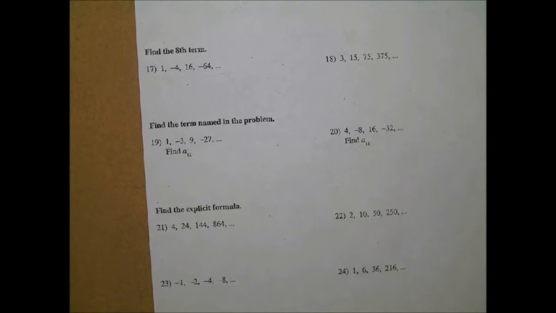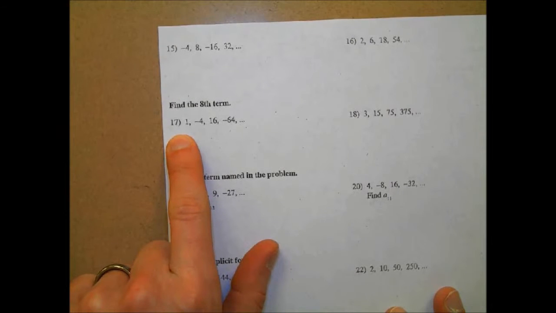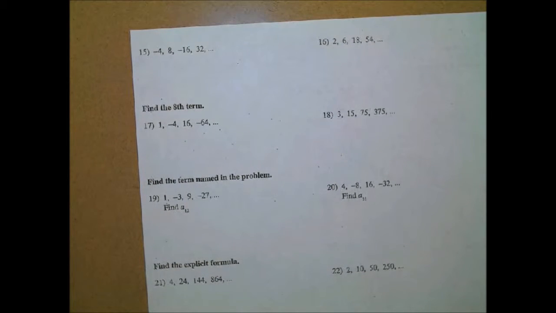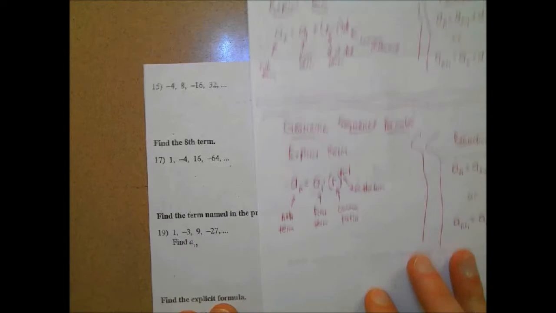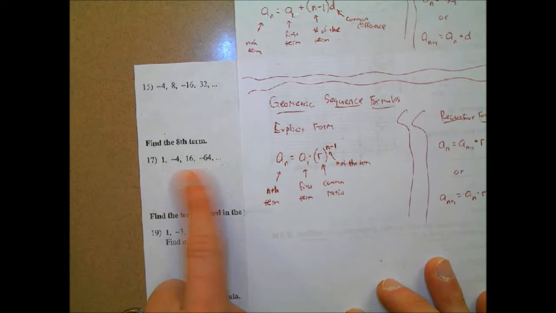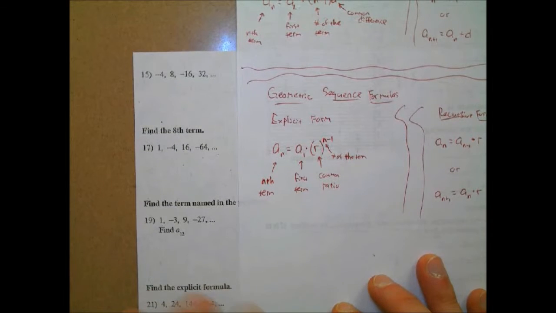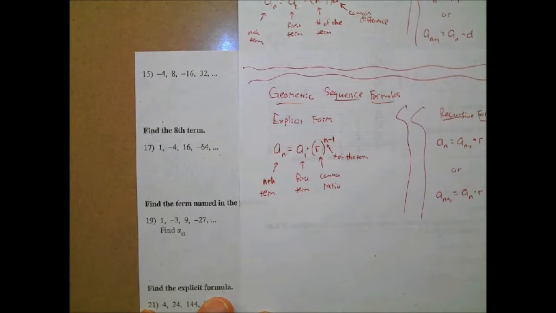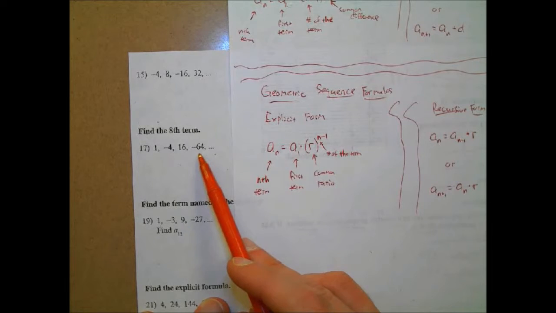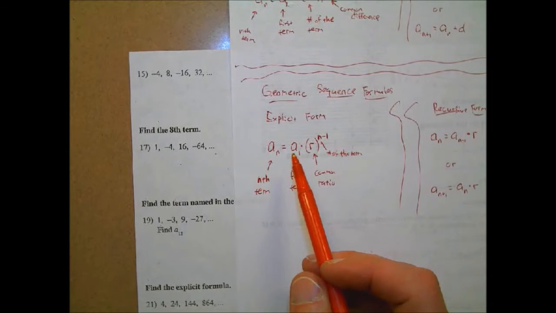Number 17 says to find the 8th term. Do I need to use my explicit form of my geometric sequence? Do I need to use this formula to get the 8th term? Don't need to. What could I do? Just keep doing the pattern. We already have the first 4 terms, so just extend the pattern out until you find the 8th term. So you could do that, but let's go ahead and use the formula.